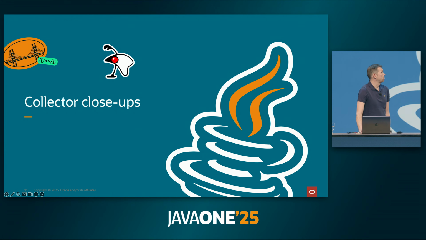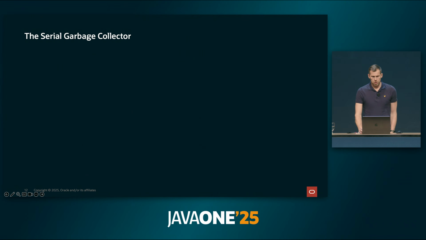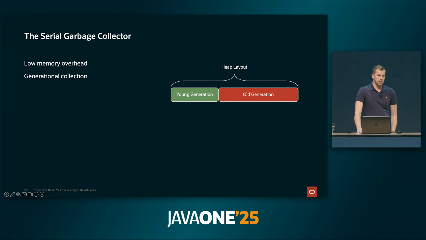So let's take a closer look at the different garbage collector alternatives. First, we have the Serial collector. Its main feature is that it has very low additional native memory overhead, so it doesn't use much more than the Java heap that you give it. It supports generational collections, and the heap layout looks a bit simplified like this. So you have a young generation and an old generation. The sizes of those are decided upon startup, so it's not a very flexible heap layout, but it still supports generational collections, and that's very important.